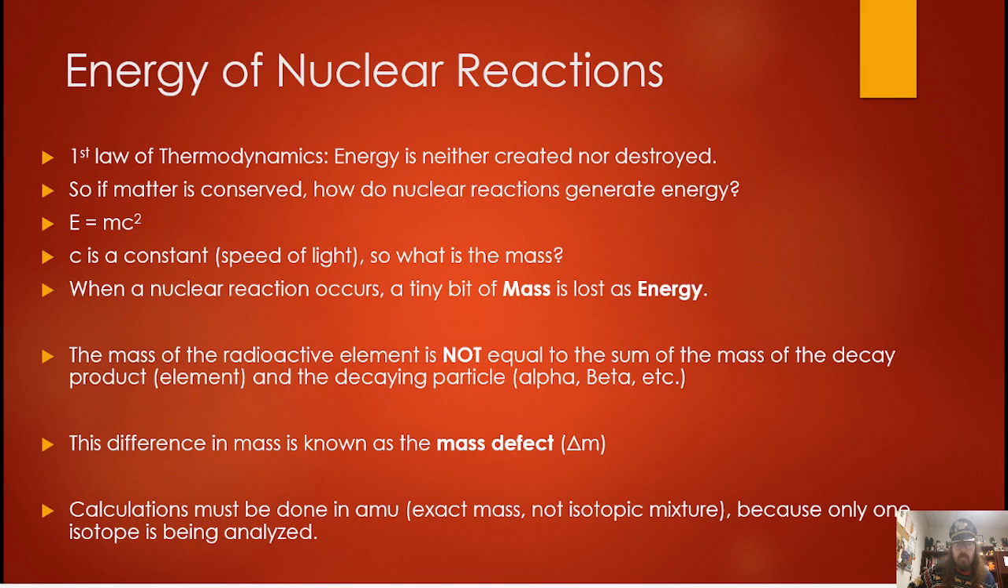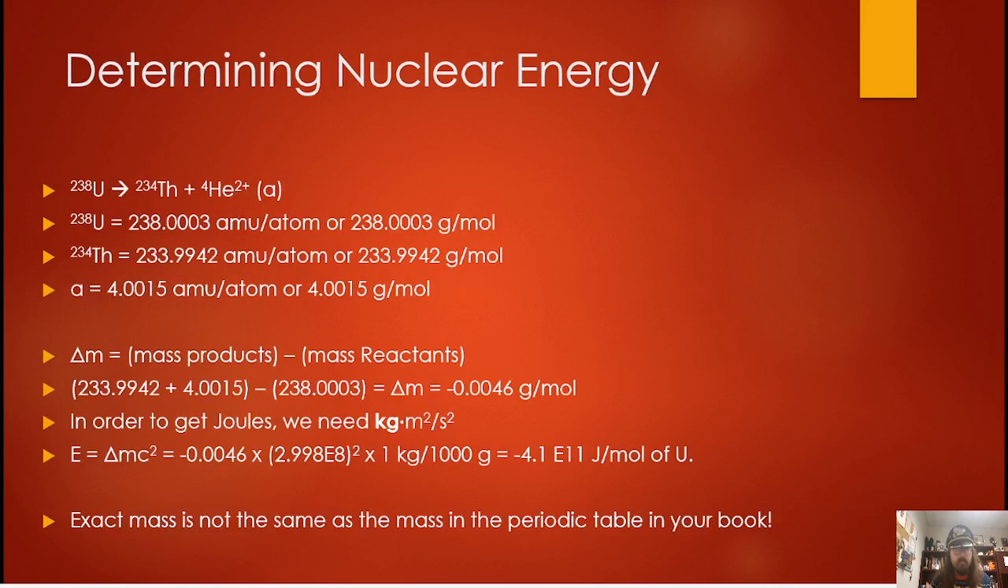Now, we need to use the isotopic mass to make this work. We have to use the exact mass in AMU, not the isotopic mixture. You can't just go, oh, chlorine 35.45. You have to use, is it chlorine 35 or is it chlorine 37? And you have to use the exact mass in order to get these numbers right, because in a nuclear reaction, only one atom, one isotope is actually reacting, not all of them.